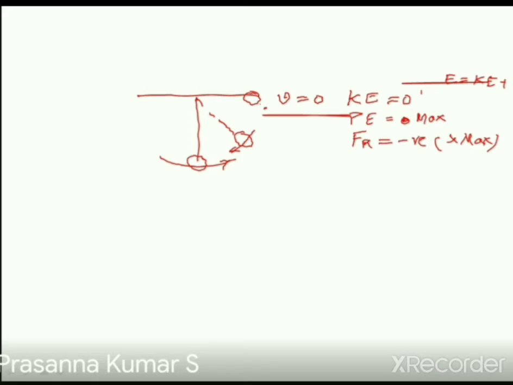Because it is coming back, at this point it shoots to the other side. So the velocity becomes maximum, the kinetic energy becomes maximum, and the potential energy is minimum.